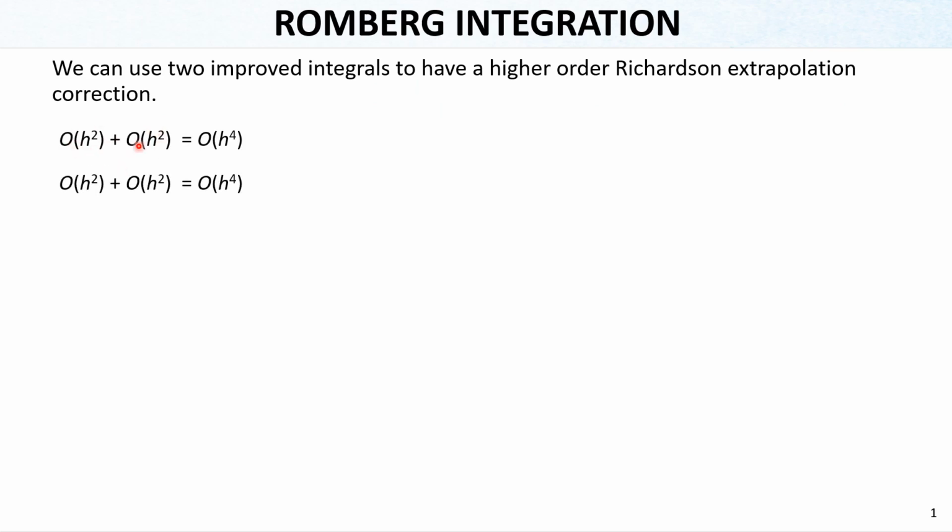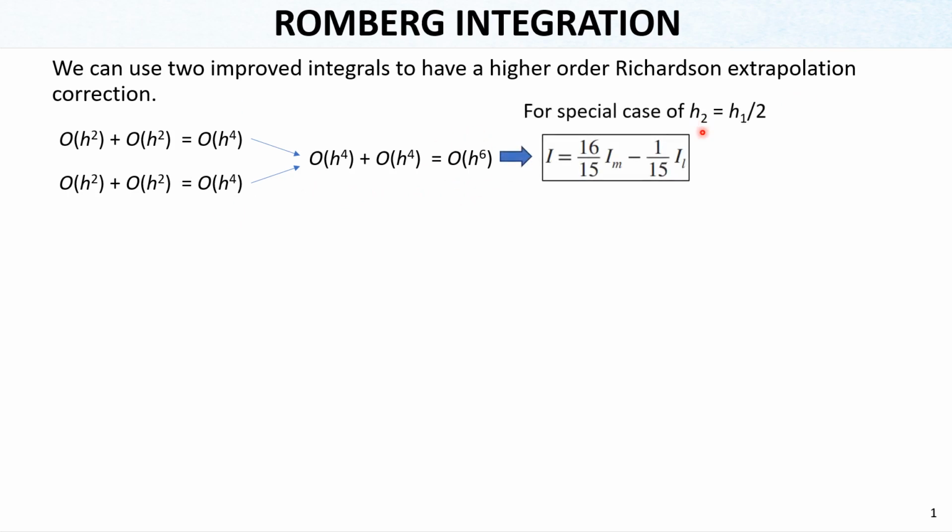So we have these O(h^2), and we get this with Richardson extrapolation as O(h^4). Similarly, we will get another similar one to get another improved one. Now we use these two improved ones in the Richardson extrapolation and get another one, so it becomes O(h^6), basically. For the special case of h2 equals h1 divided by 2, always use this. Then in this second combination, we will have this integration formulation with 16 divided by 15 minus 1 divided by 15.